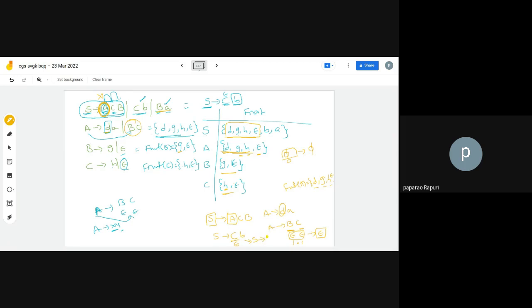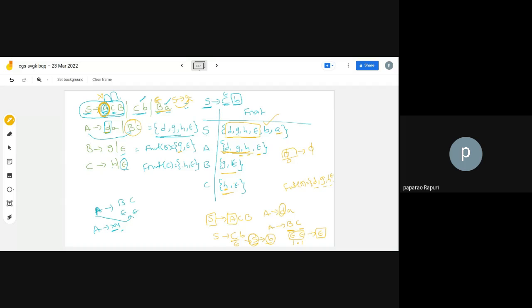So S is deriving small b. So the first of S is small b. That's why I have added small b here. In the same manner, suppose we replace non-terminal capital B with epsilon, so it is epsilon 1 into A, that is A. So here S derives small a. From this production, I am adding small a here.